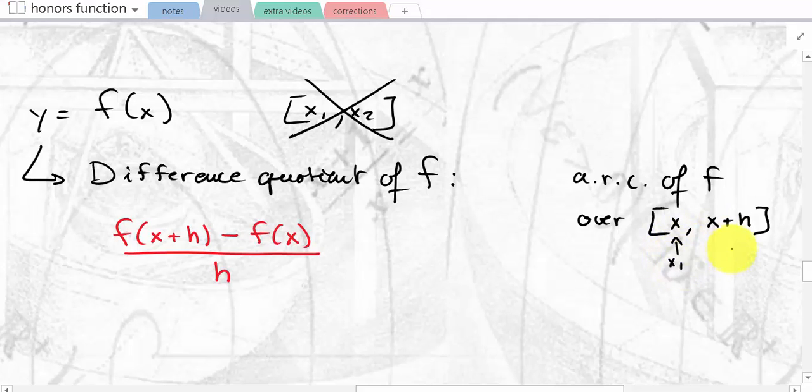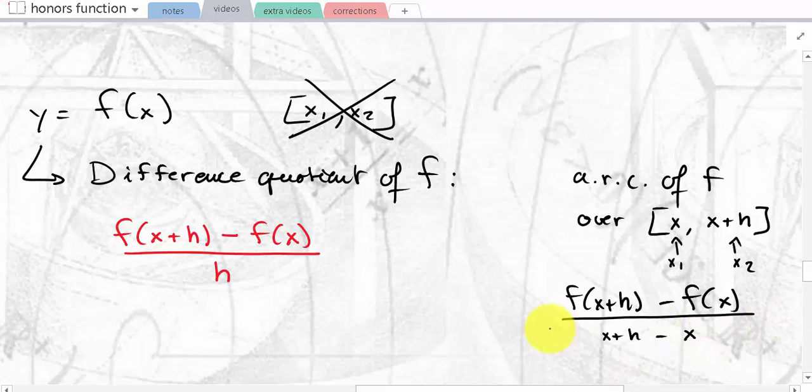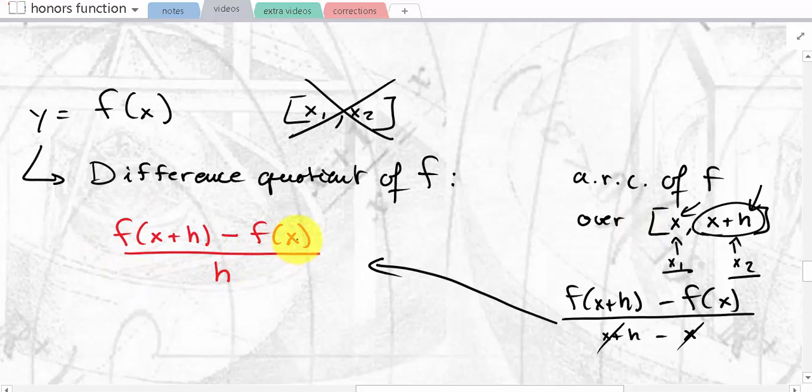This is your x1 and this is your x2. So f of x2, f of x plus h, minus f of x1, f of x, divided by x2, x plus h, minus x1, minus x. And this is just the same as that after you simplify the x's at the denominator, right? So it is an arc, but the x1 and the x2 are not fixed. x is a variable, and x2, h is also a variable, okay? So this has two variables, x and h. And h, you can make it as large or as small as you want.